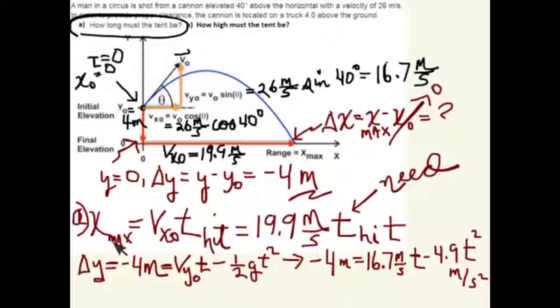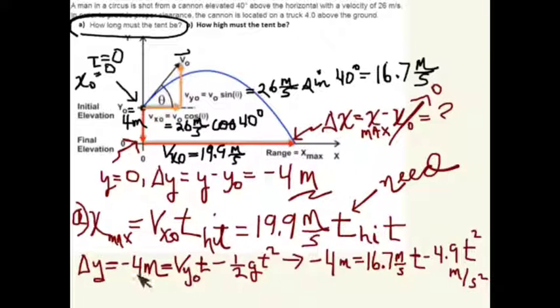Delta x, or x max, is the initial velocity along the x-axis, or vx naught, which is the initial velocity 26 meters per second times the cosine of 40 degrees, which becomes 19.9 meters per second. So x max is vx naught times t hit, 19.9 meters per second times the time that the man hit the floor. So we need t hit. To find that, we must write down the y equation.